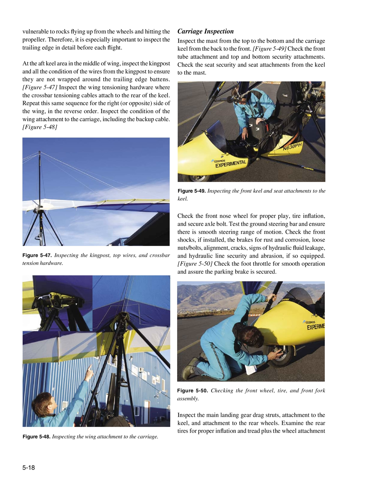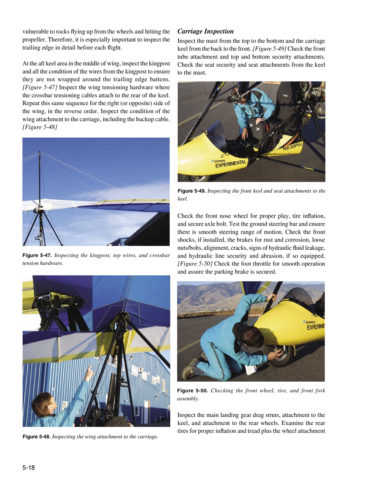Carriage inspection. Inspect the mast from the top to the bottom and the carriage keel from the back to the front. Figure 549, check the front tube attachment and top and bottom security attachments. Check the seat security and seat attachments from the keel to the mast. Check the front nose wheel for proper play, tire inflation, and secure axle bolt. Test the ground steering bar and ensure there is smooth steering range of motion.